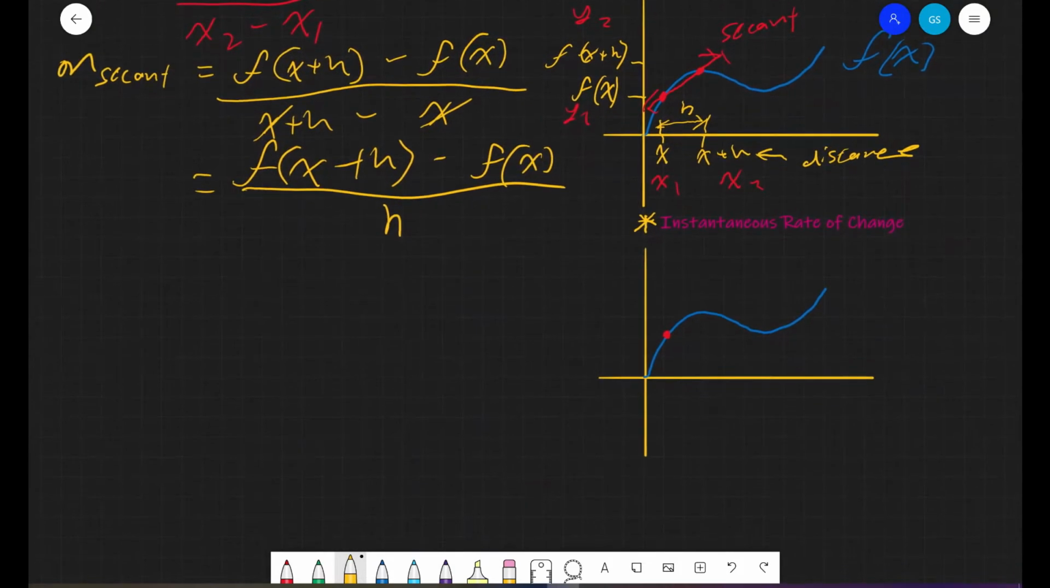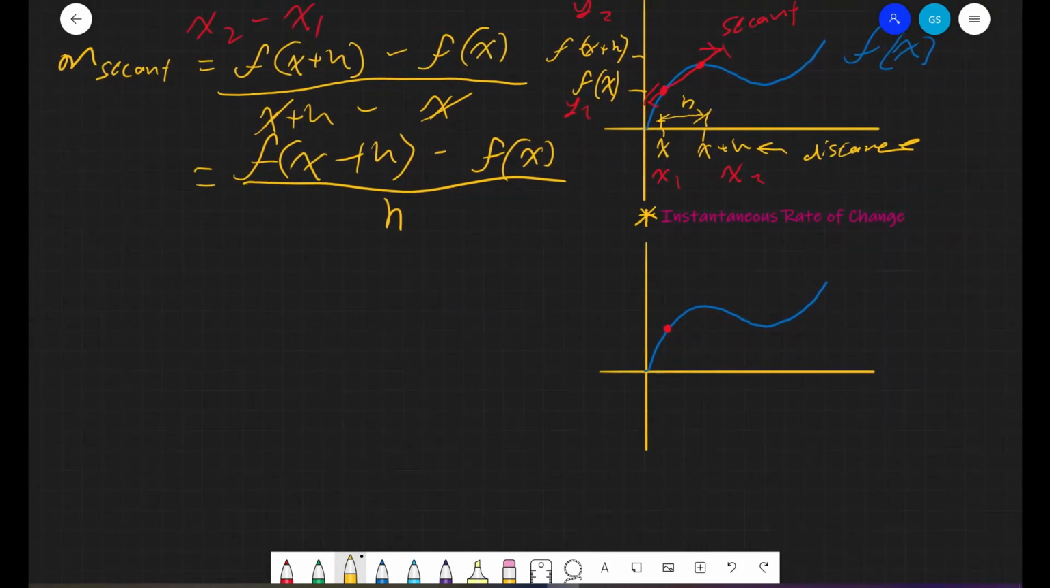Now, what if I asked you to find the instantaneous rate of change? So at some point x in this graph, I ask you to find me the rate of change at that specific point. In other words, what is the tangent here? Because that's basically it, right? If you draw a tangent where it just touches that point and doesn't touch anything else, you're finding the instantaneous rate of change at that point.